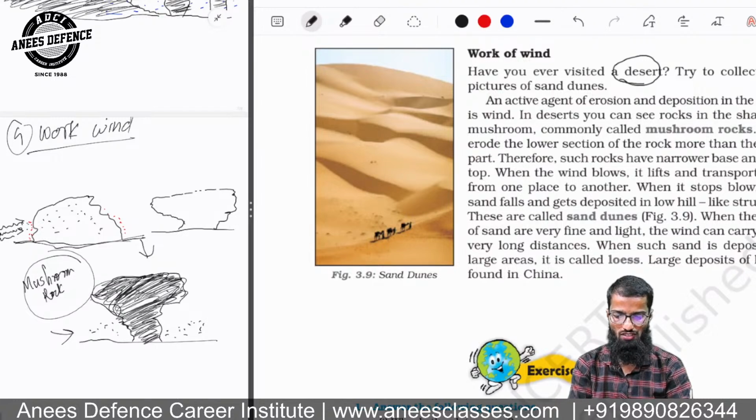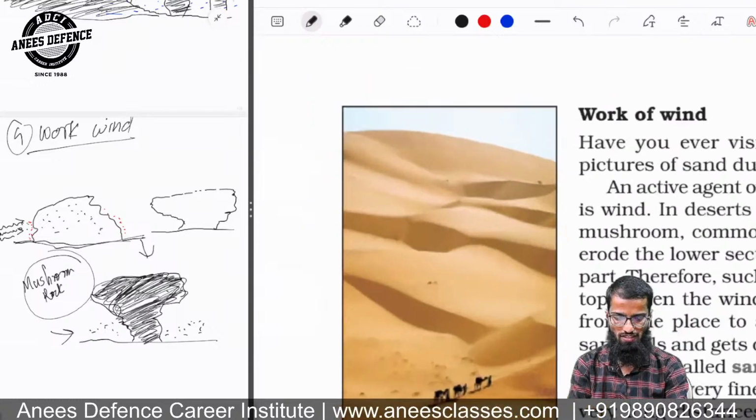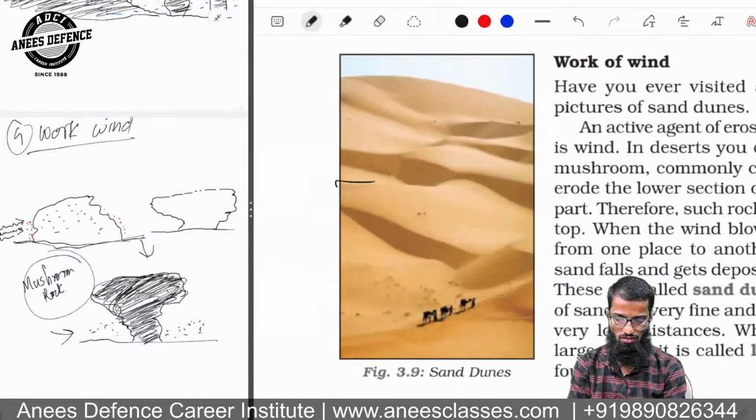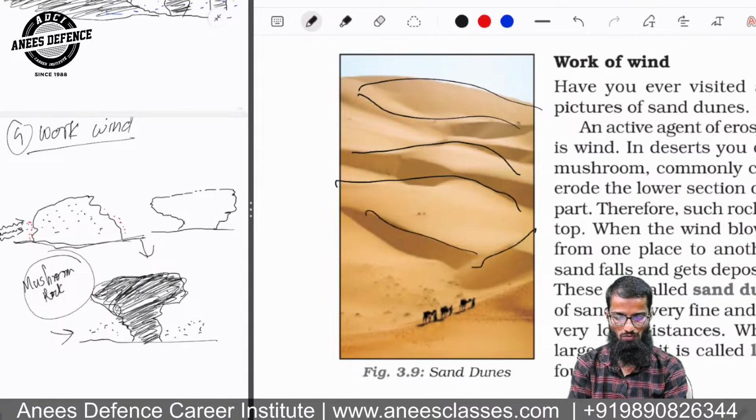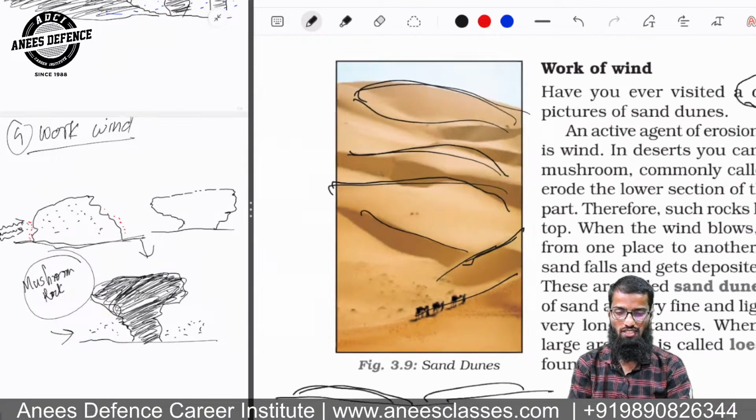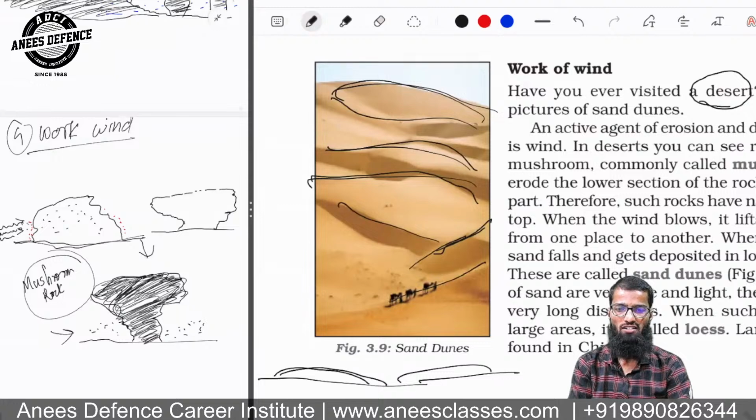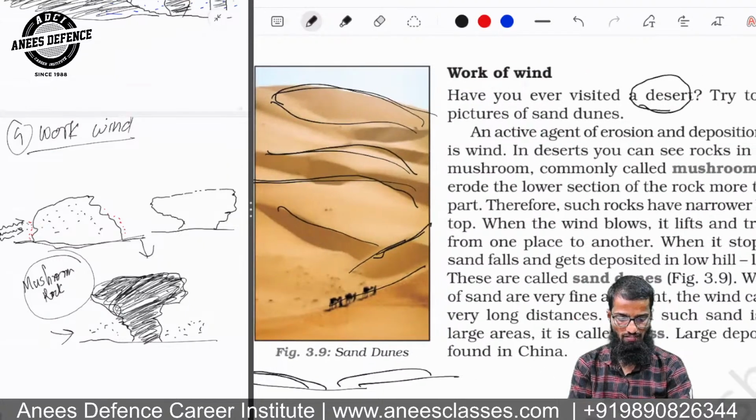These are called sand dunes. On your screen, you can see these are the sand dunes. Most of the songs filmed in Bollywood or Hollywood movies have this type of sand dunes in their songs. They have a dome-like structure like this. If you Google images related to sand dunes, you can get this.